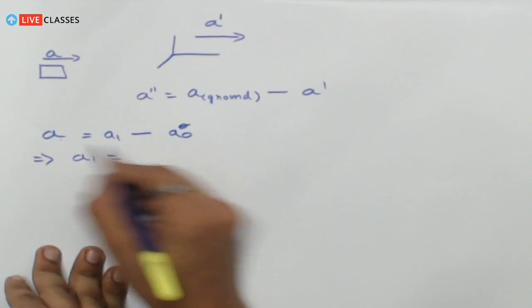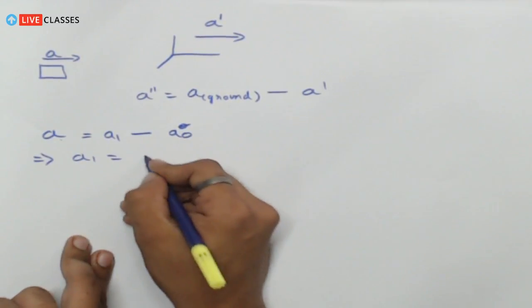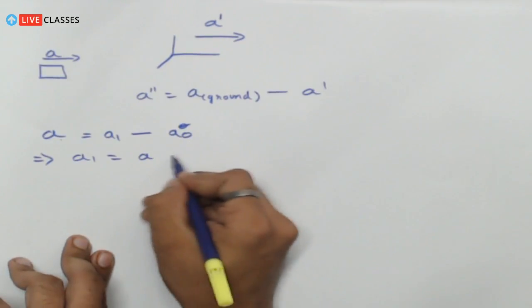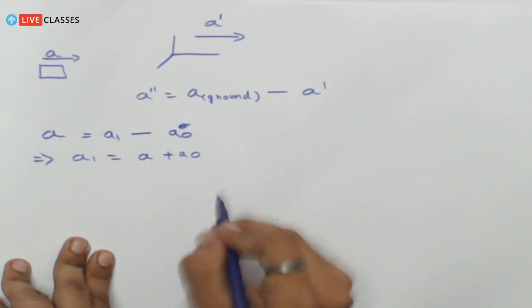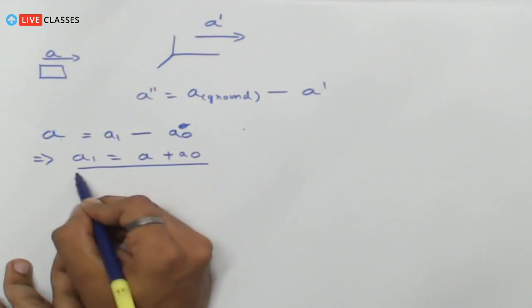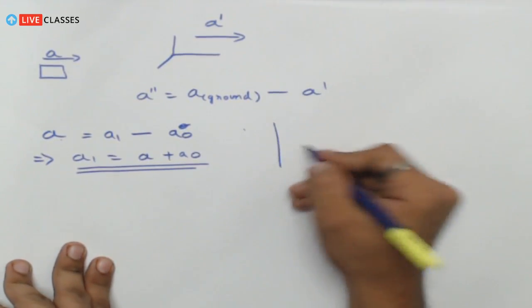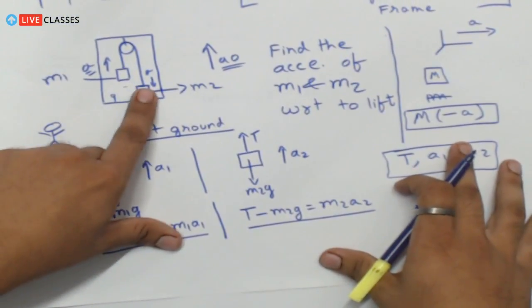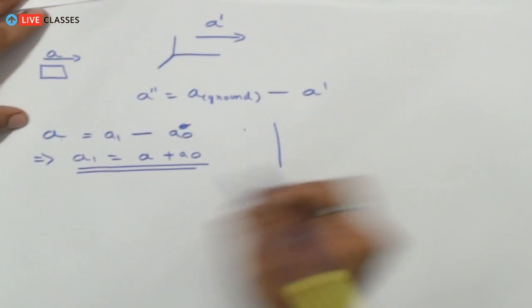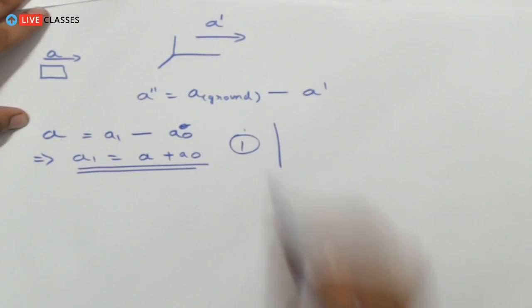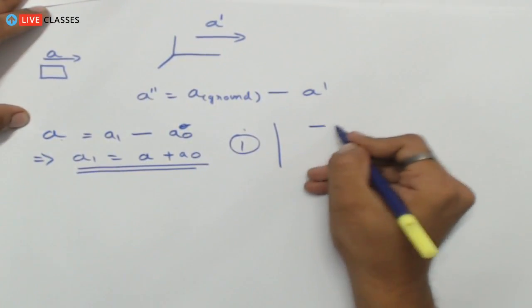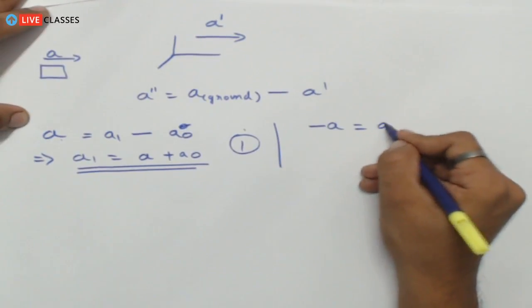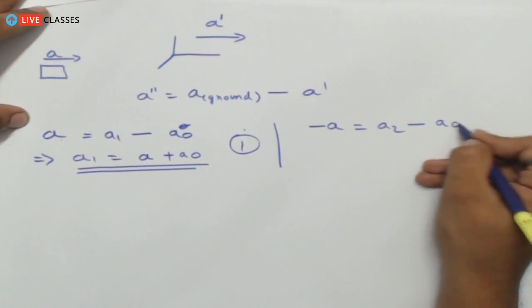And A1 equals the sum of A and A0. Similarly, this is our equation. Okay, remember this. Similarly, when you write this equation for A2, for this block, as it is going downward with respect to the lift, it has a negative acceleration. So instead of plus A, this is for block 1, the M1 block. So negative A equals A2 minus A0.